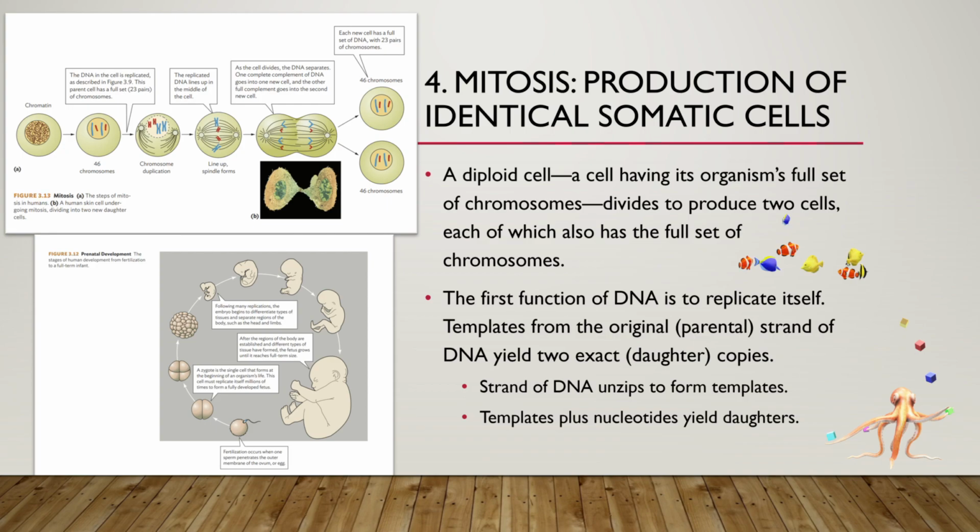The next one, number 4, is mitosis, the production of identical somatic cells. A diploid cell, a cell having its organism's full set of chromosomes, divides to produce two cells, each of which also has the full set of chromosomes.